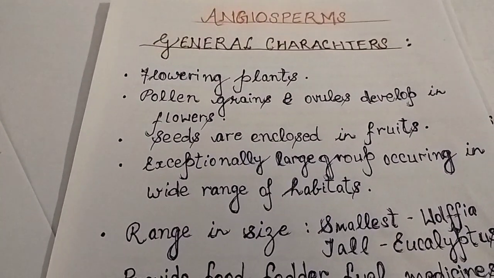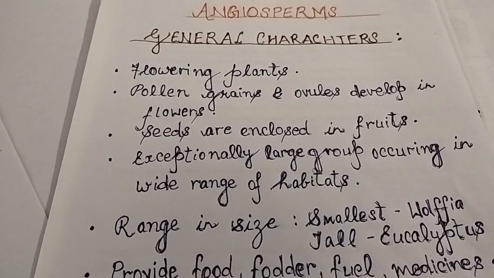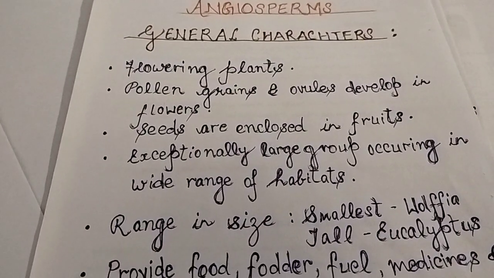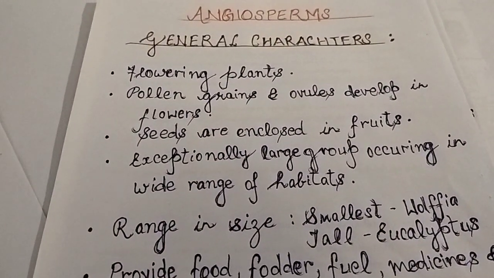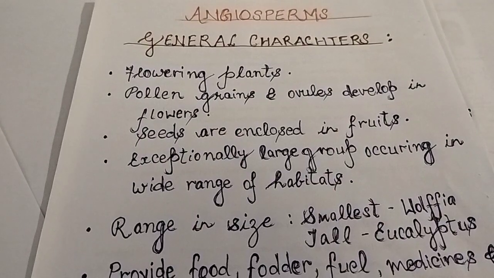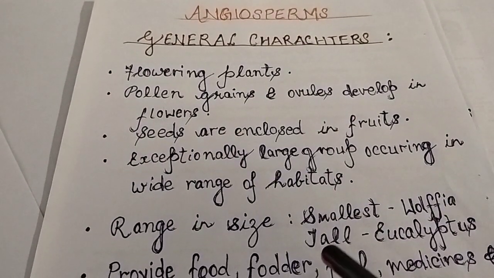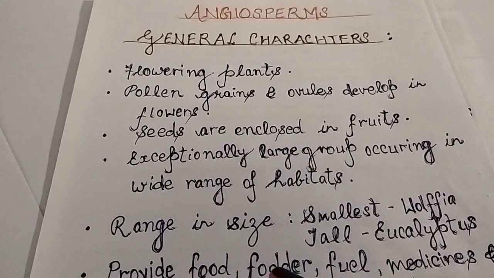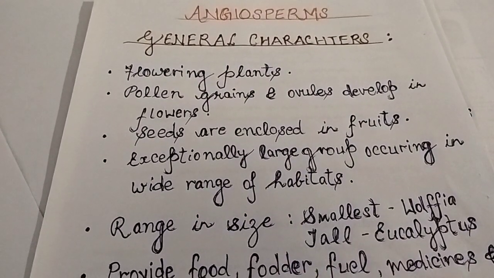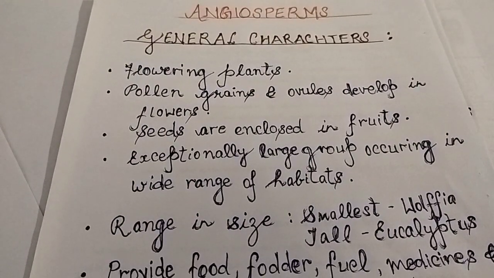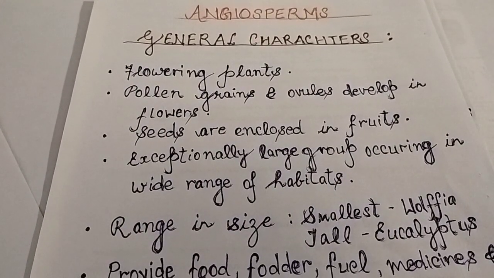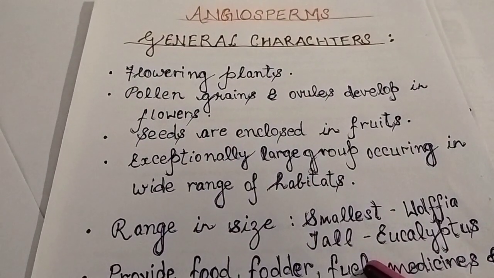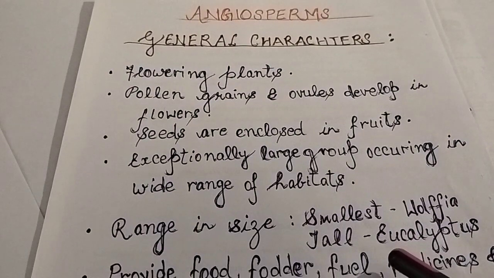Also, you might have seen angiosperms, that is flowering plants, of different sizes. So these flowering plants also range in size. As they range in habitat, they also range in size. The smallest known angiosperm is Wolffia, and you might have seen eucalyptus trees. Eucalyptus are tall trees and they grow over 100 meters also.